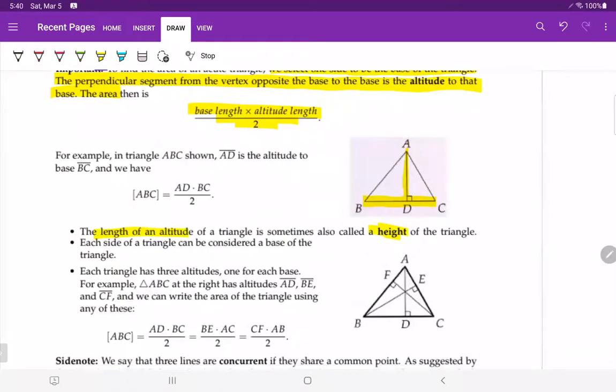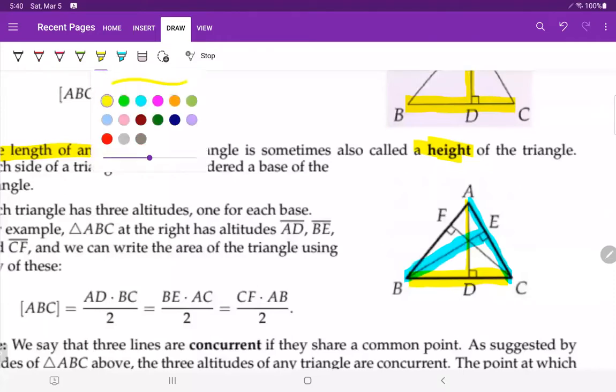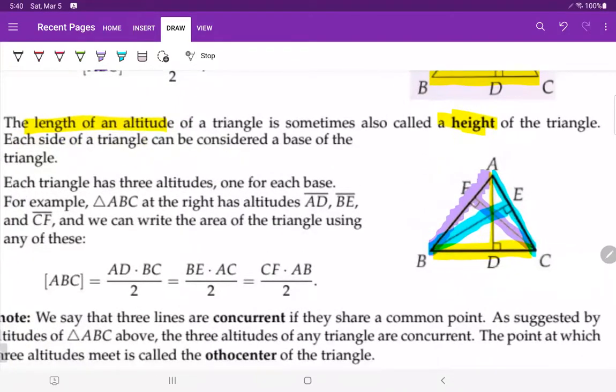Now, let's look at this lovely triangle. I will do different shading. This base has this height. However, this base has this height. And this base has this height. We can find the area in different ways. All of these are correct.